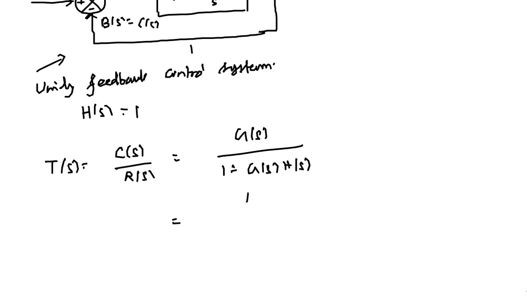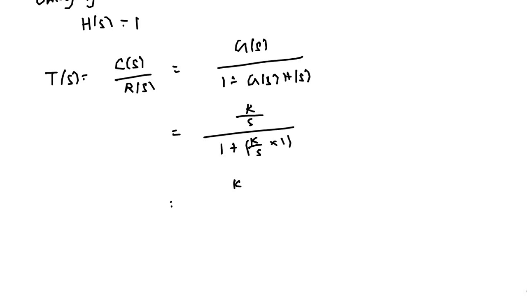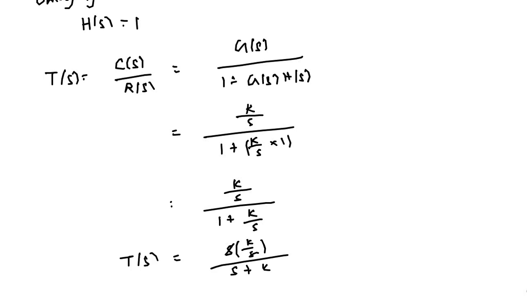G of s has the standard model K by S. So we have K by S divided by 1 plus K by S, and H of s is 1. You take the LCM, so you have S into K by S divided by S plus K. This S and this S get cancelled. So the closed loop transfer function is T of S equal to K divided by S plus K.